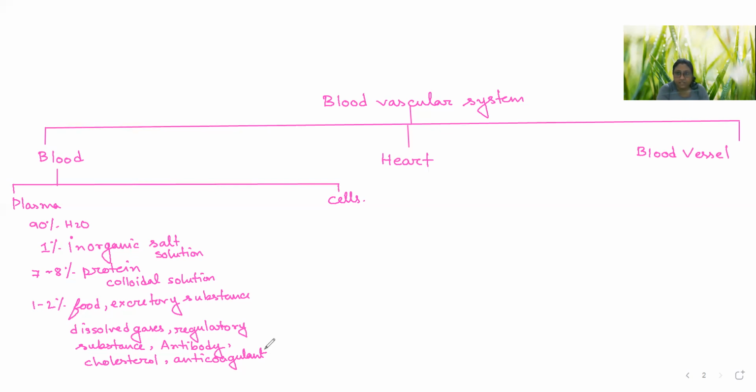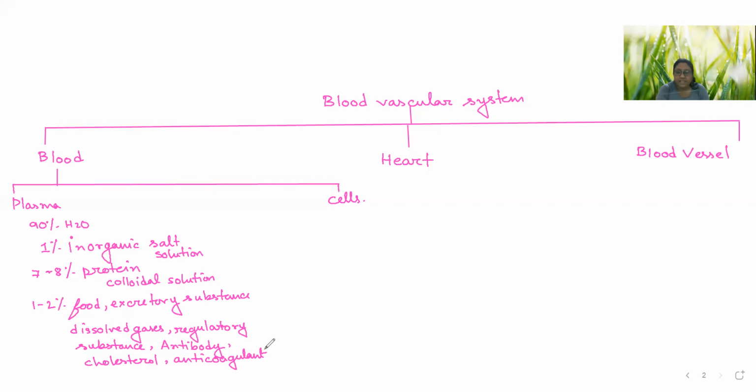Apart from that, the inorganic salts present in the plasma are maintaining the ionic balance in the plasma. For example, sodium and chlorine ions present in the plasma are very, very important to maintain the ionic balance. But apart from that, bicarbonate, phosphate, potassium, magnesium, calcium, iron, manganese are also present in very small amounts and they are also crucial.